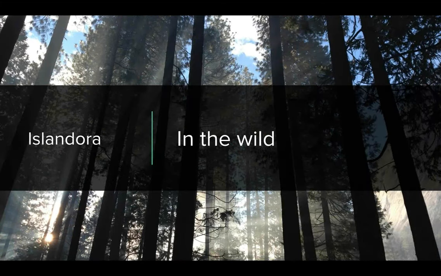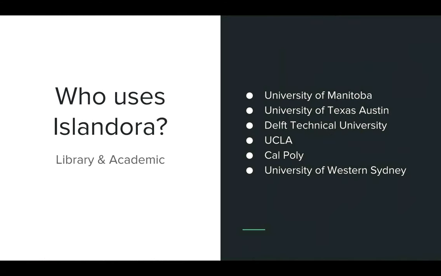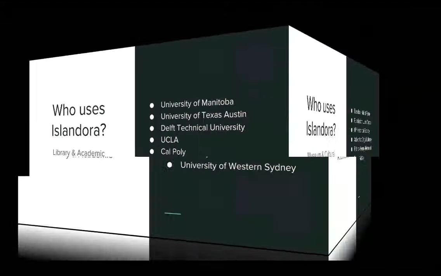Let's take a quick look at who and what kind of organizations are using Islandora out in the wild. The library and academic fields, universities, academic libraries, academic departments, and even individual scholars or researchers use Islandora for digital curation. For example, the University of Manitoba, UCLA, Cal Poly, and the University of Western Sydney.